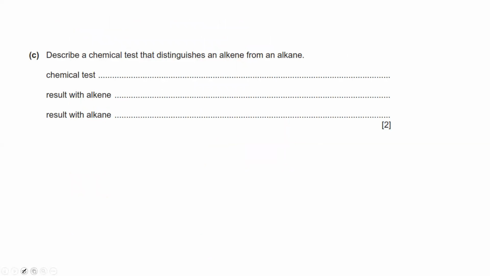Okay, now moving ahead, we have to write a chemical test that distinguishes an alkene from an alkane. So again, saturated from unsaturated. The chemical test is to add aqueous bromine to a solution.